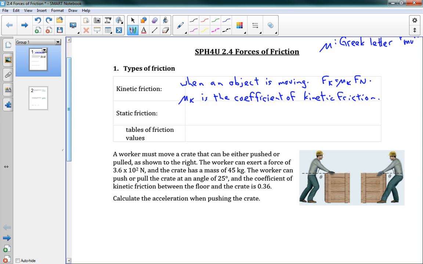And that just means that you can see from our formula, Fk is mu k Fn, so as the normal force increases, so does the kinetic friction, and it increases at this proportion called mu k. And that mu value is going to be unique for any pair of surfaces. So if I have steel on ice, that has a certain coefficient, and a different pair of things like wood on carpet would have a different coefficient of friction.